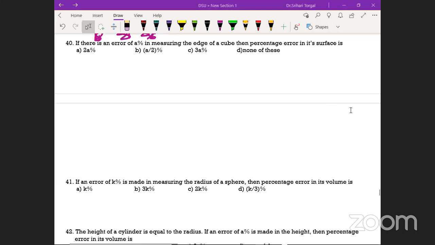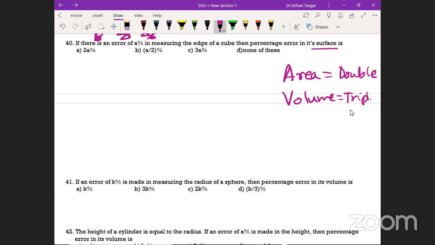If there is an error of A% in measuring the edge of a cube, the percentage error in its surface is... If they are asking the area, remember, just double. If they are asking about the volume, triple. That's it. Percentage error, A% in the side. They are asking surface. Surface is an area. Just double it. Option A is the right answer.